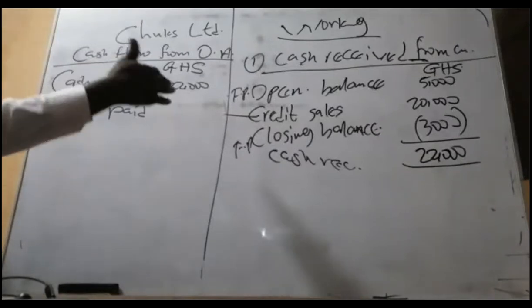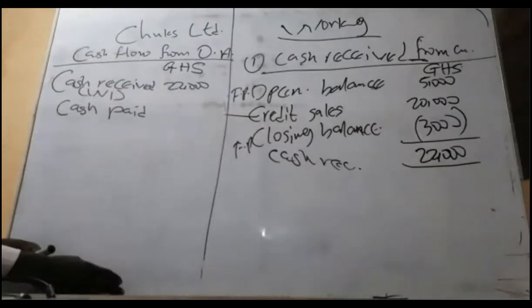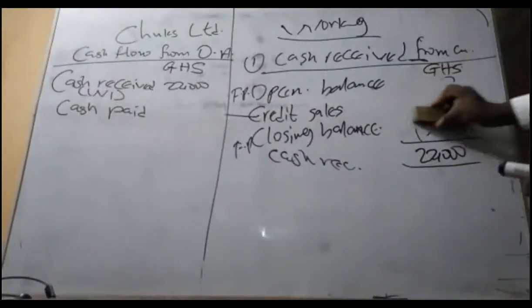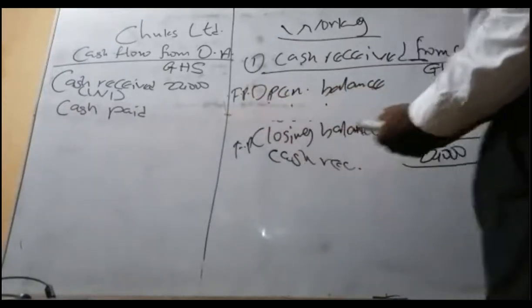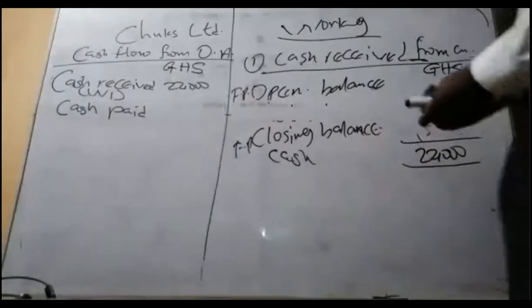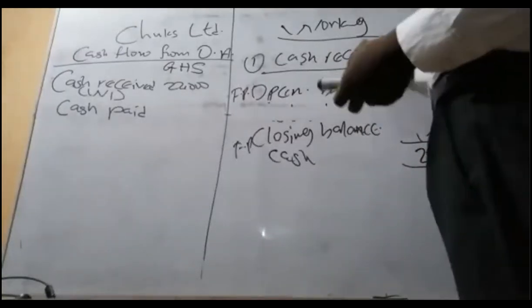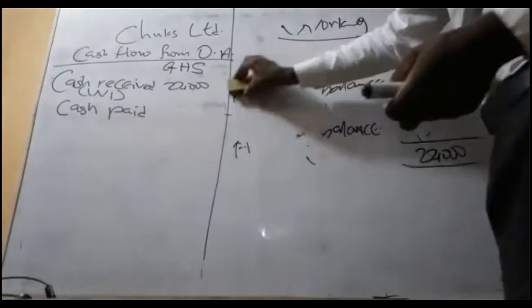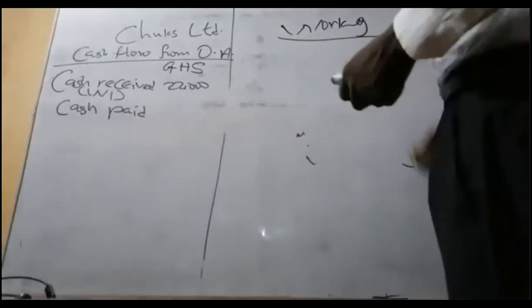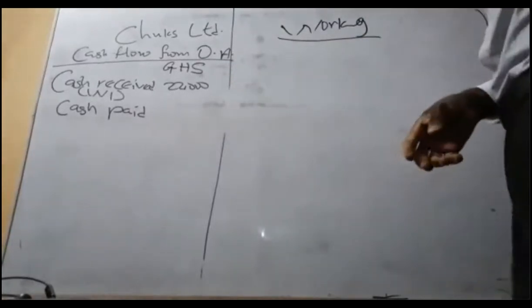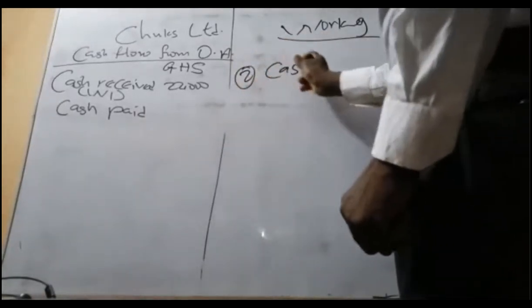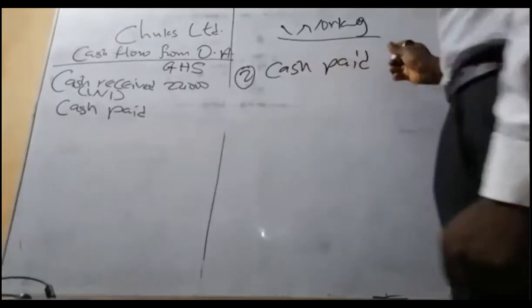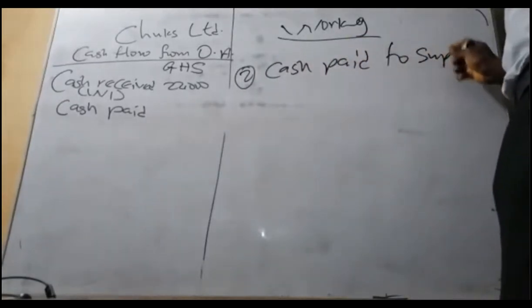So let's pick the details. The format will still be the same. So here I just have to claim this and claim what? Credit sales. Everything will still be the same. I'll just call it cash paid to the suppliers. So that's note 2. Note 2, cash paid to suppliers.